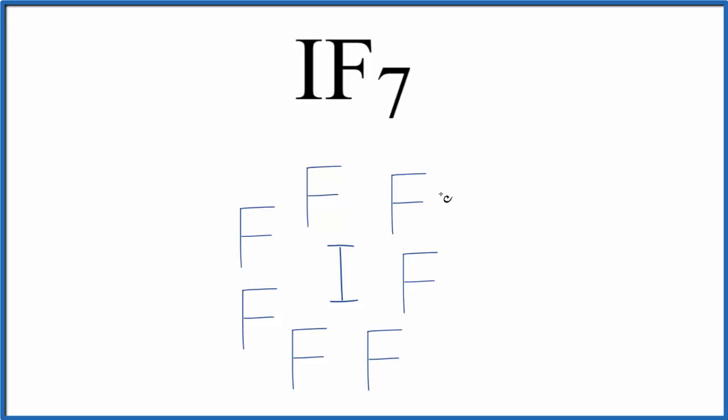Next, let's count up the valence electrons for IF7. Iodine has 7, plus fluorine, same group as iodine, group 17 or 7A. Fluorine has 7. We have 7 fluorines, so it's 49 plus 7, 56 total valence electrons for the IF7 Lewis structure. So we'll put electrons between the iodine and the fluorines to show the chemical bonds.